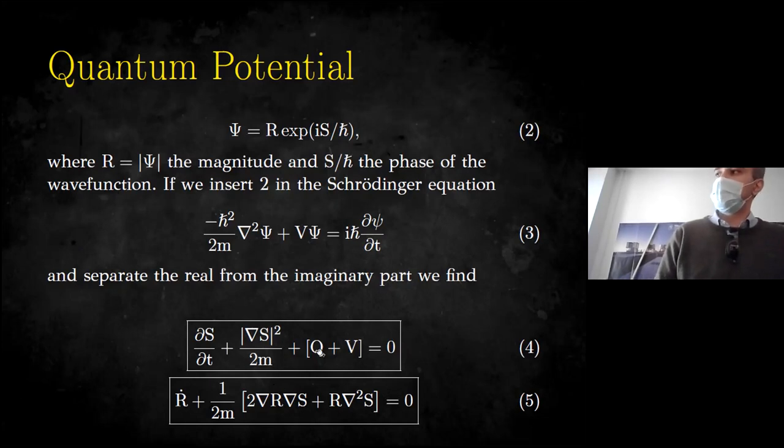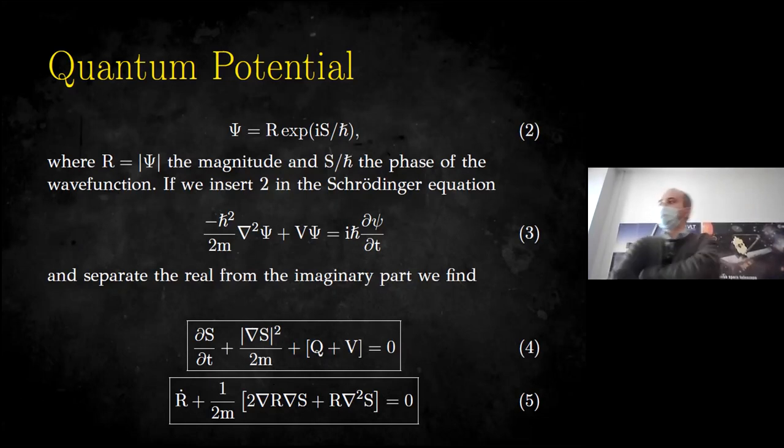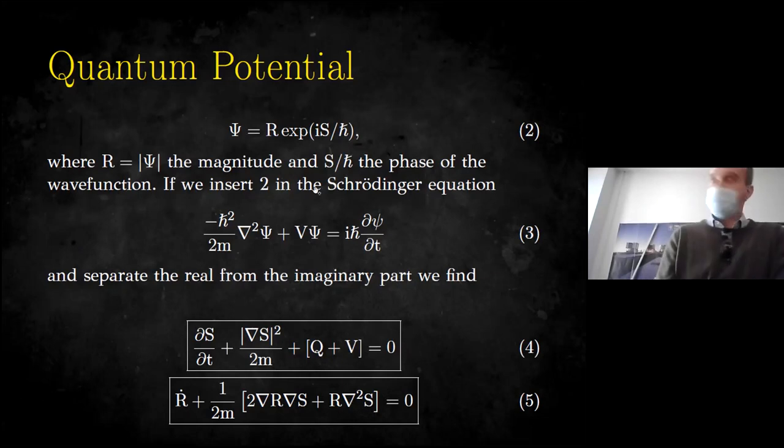And you see here that this is nothing more than a modified quantum Hamilton-Jacobi equation if we treat this term as a quantum potential, as a potential which is not introduced by any external source, but only from the mathematical handling of the wave function.